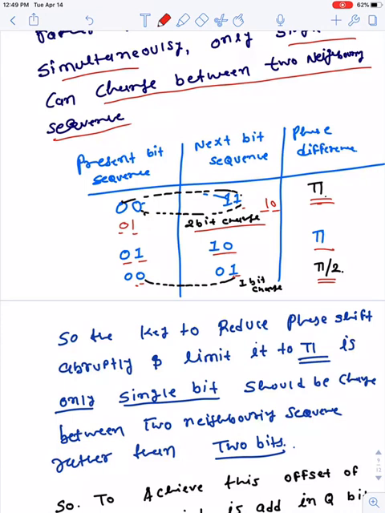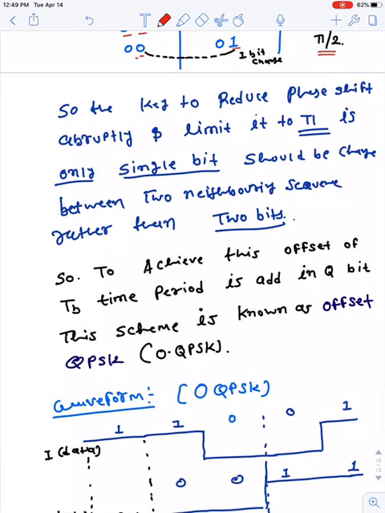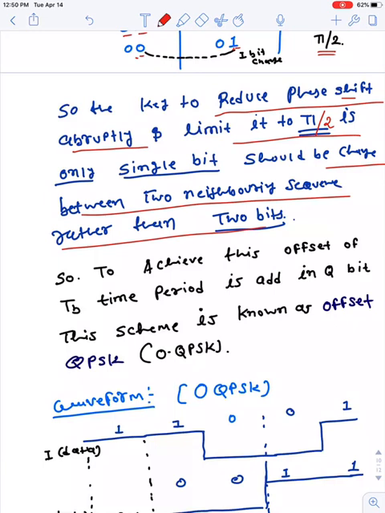So we can make some arrangement. Between two neighboring sequences, if only a single bit is changed rather than the 2-bit change, we can reduce this. We can control this thing, right? So the key here to reduce the inter-carrier interference is to reduce the abrupt phase shift and limit it to pi by 2, so only a single bit should be changed between the two neighboring sequences rather than 2 bits. So that is the important part, right?